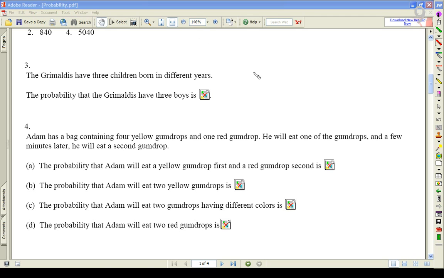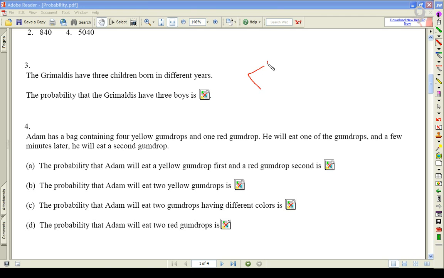One of the simplest ways to solve this problem is just to draw a tree diagram. Now, a tree diagram can be drawn in a number of ways. I typically draw mine going across. A lot of people like to draw them up and down, though. All right, and what we're going to do is list the possibilities of what the 3 children could be.